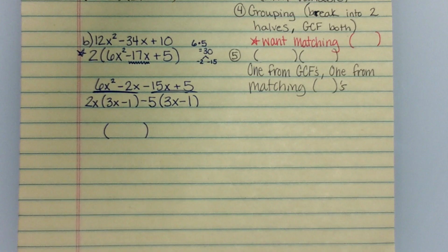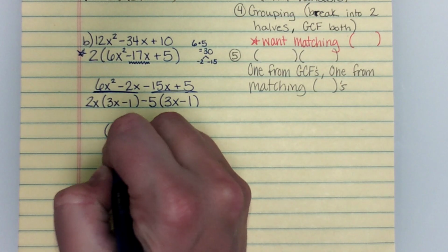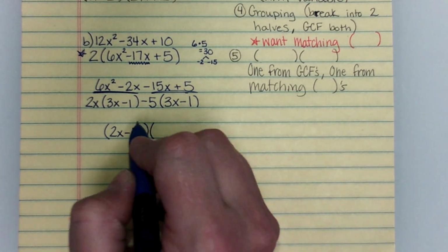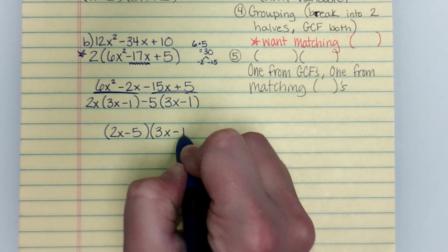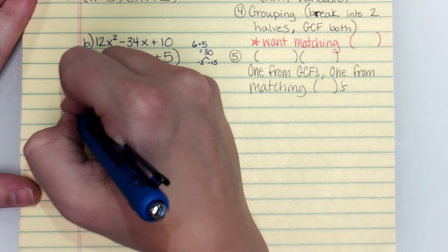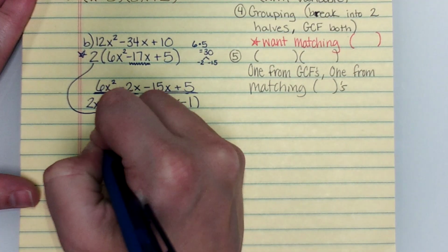What goes in one of the sets of parentheses? 2x minus 5. And the other one is going to be 3x minus 1. Would I have gotten the same thing in this version? Yes. Except that's not my final answer. Bring your greatest common factor of everything back.